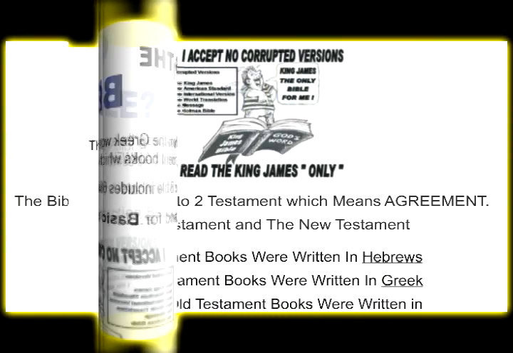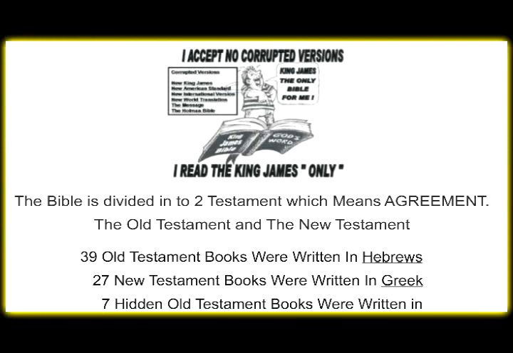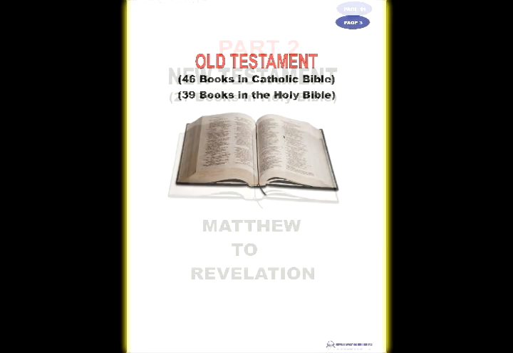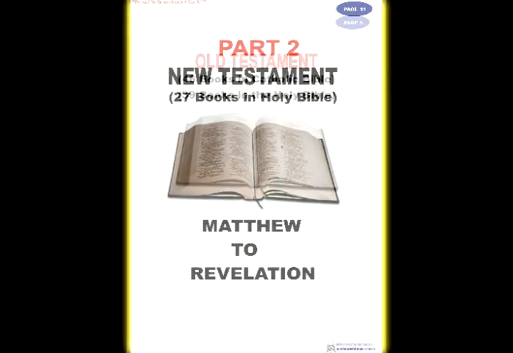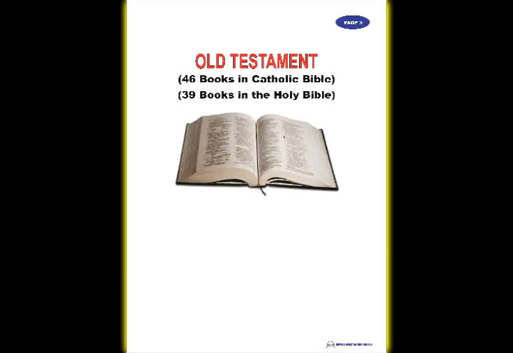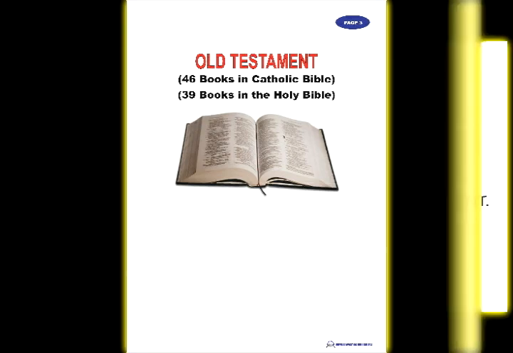The Bible is divided into two testaments. The word testament means agreement, so the Old Testament and the New Testament are the Old Agreement and the New Agreement. So the Bible introduction has two parts. The first part is the Old Testament books, and the second part is the New Testament books. So part 1 and part 2. We are into part 1, the Old Testament books.